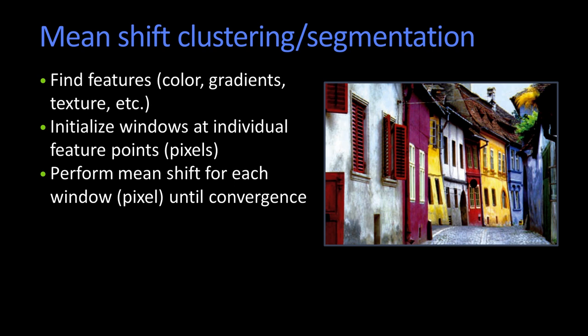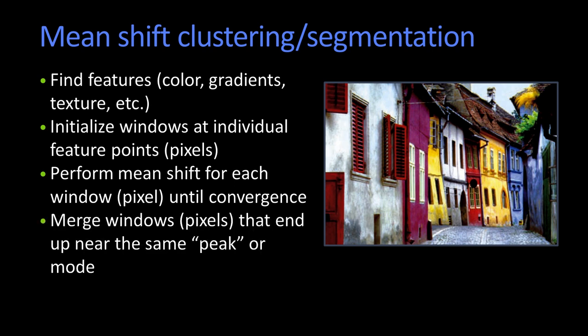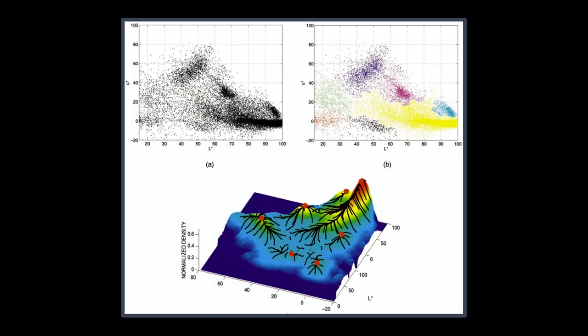You do mean shift until it converges, and then you merge all the pixels, all those initial points, into a single cluster that all end up at the same peak. All right? And so that looks a little bit like this. All right? So here, L and U. This is L and V, okay? These are the actual pixel colors distributed.